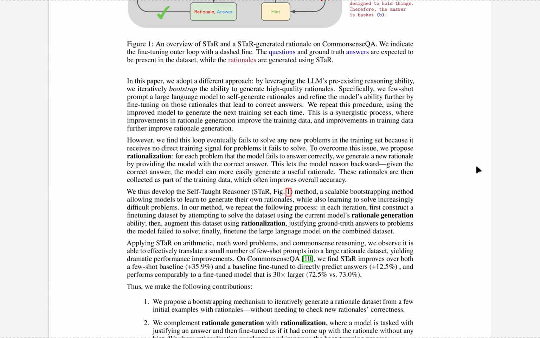Applying STaR on arithmetic, math word problems, and commonsense reasoning, we observe it is able to effectively translate a small number of few-shot prompts into a large rationale dataset, yielding dramatic performance improvements. On CommonsenseQA, we find STaR improves over both a few-shot baseline and a baseline fine-tuned to directly predict answers, and performs comparably to a fine-tuned model that is 30x larger, 72.5% versus 73%.